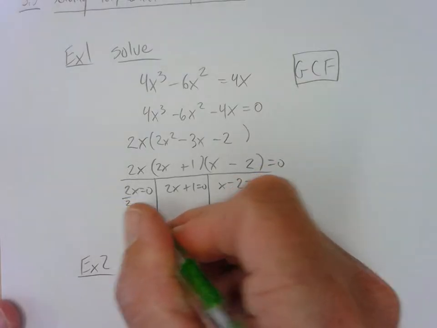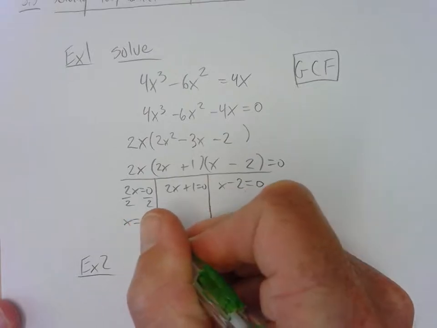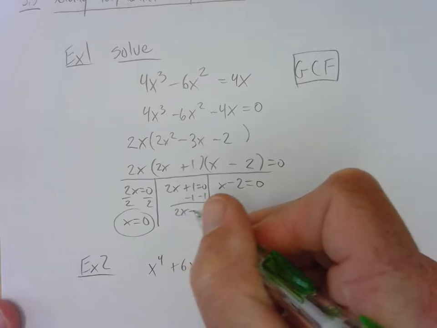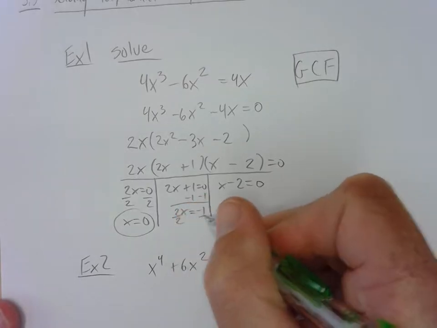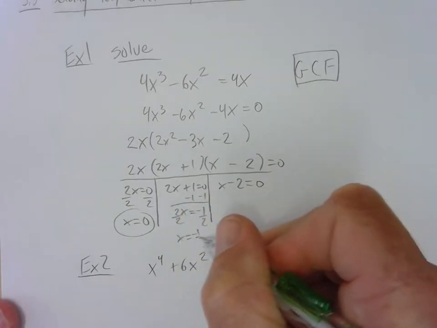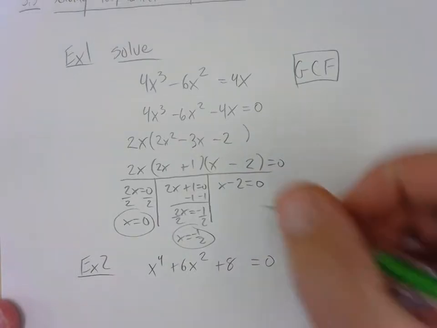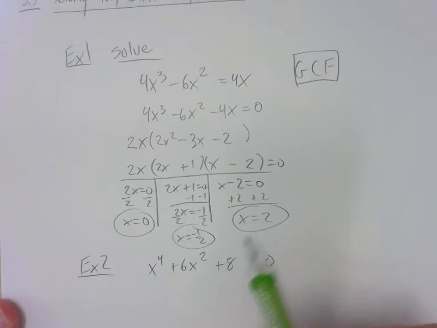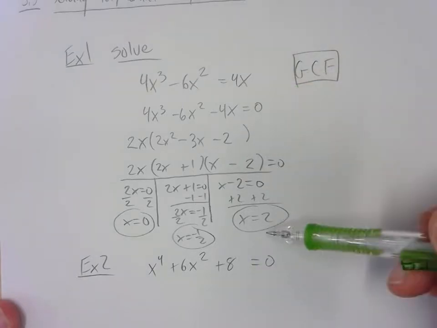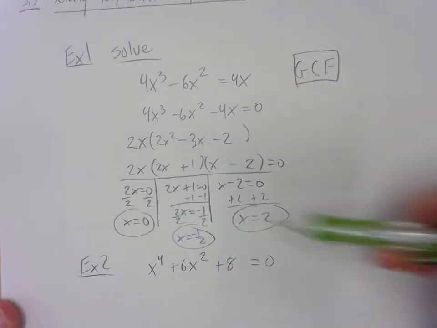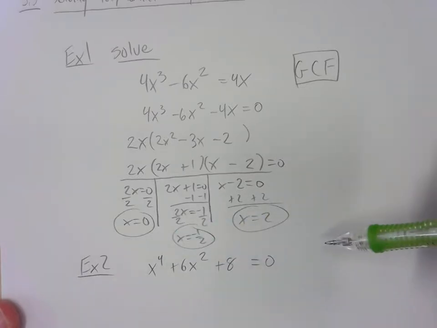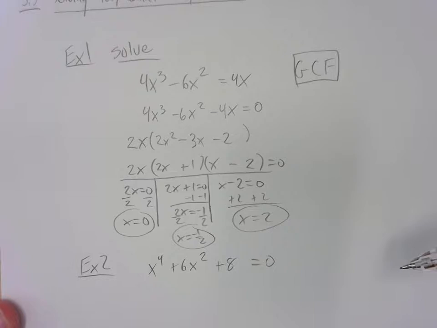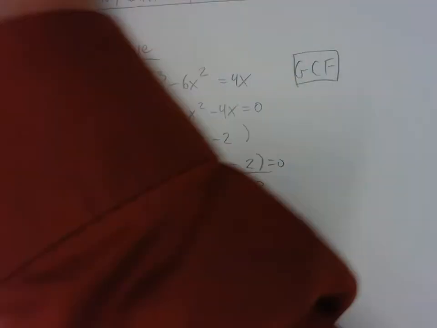So I divide by 2, and I get x is 0. I subtract 1, and then divide by 2, and I get x is negative 1/2. And then I add 2 over, and x equals 2. So instead of solving one big equation, I'm solving 3 little baby equations. But I get my 3 answers, my 3 zeros of the function, my 3 x-intercepts, my 3 roots of the equation. The next one I'm going to solve by factoring as well.